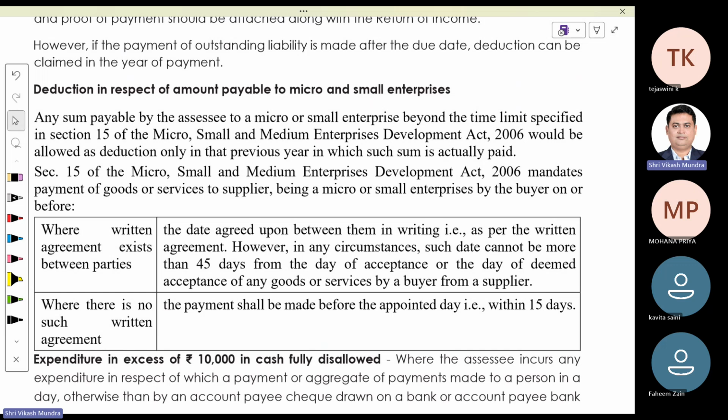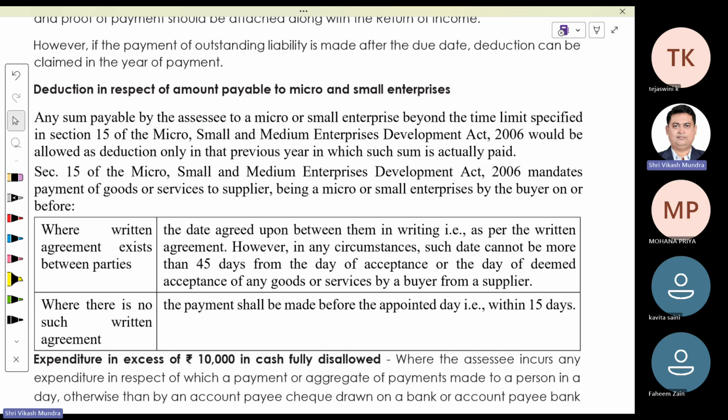Otherwise, deduction would be available in the year when payment has been made by you to this micro and small enterprise. The due date of payment, in general, if there is no written agreement between you and the micro or small enterprise, should be within 15 days from the date of acquisition. Or if there is a written agreement, then the due date means the date as per agreement. But as per agreement, the payment term should not exceed 45 days.